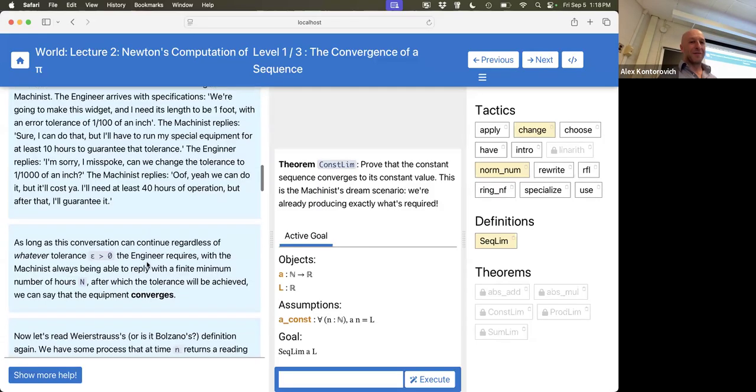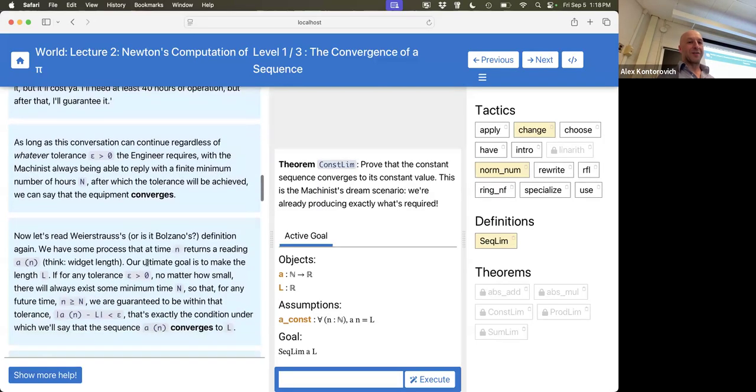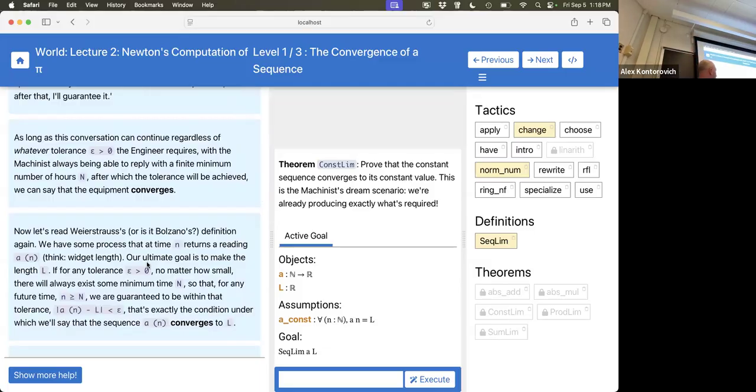So let's read the definition again. Weierstrass's or Bolzano's definition. We have some process that at time n returns a reading, A of n. A of n is the current length of the widget as we're chopping more and more metal off of it or adding bits of metal onto it to make the length what we needed it to be. Our ultimate goal is to make the length L.